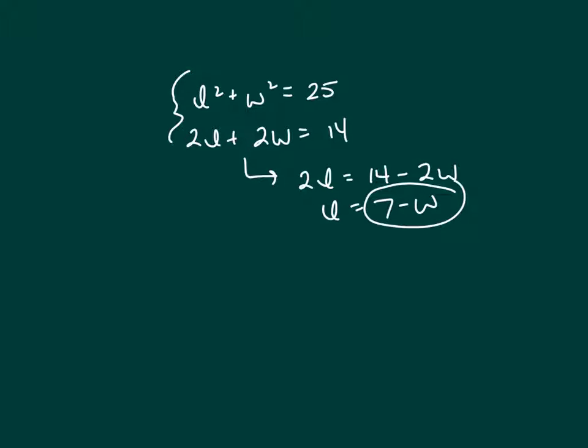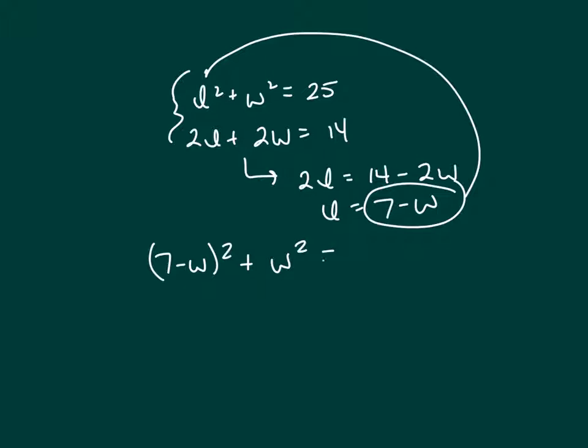And then you would take this expression for L and substitute it in here. So that's (7 minus W) squared plus W squared equal 25. And now you have an equation with just a W. You could solve for W. And then once you know what W is, you could plug it back in here and find your length. But once again, I wouldn't do this at all. I would have stopped on that previous screen, but I wanted to show you how the math would work. So the answer is C, you put them both together, it works.